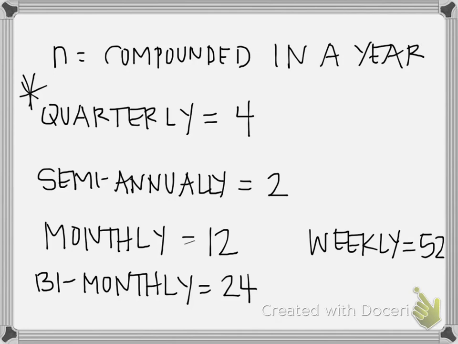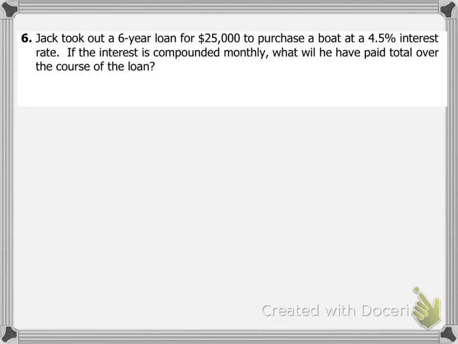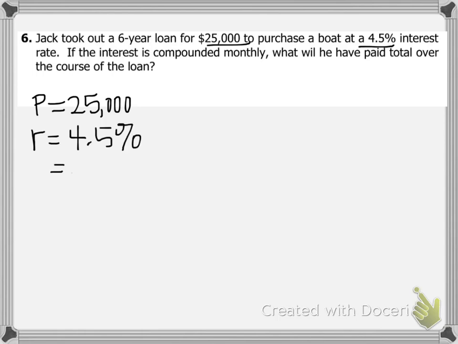Alright, so let's do a problem. Jack took out a 6-year loan for $25,000 to purchase a boat at a 4.5% interest rate. If the interest is compounded monthly, what will he have paid over the course of the loan? Okay, so he's taken out a $25,000 loan. So that is my initial investment, so that's my principal of $25,000 to purchase a boat at an interest rate of 4.5%, which we will change to 0.045. And it's compounded monthly, so monthly means 12.